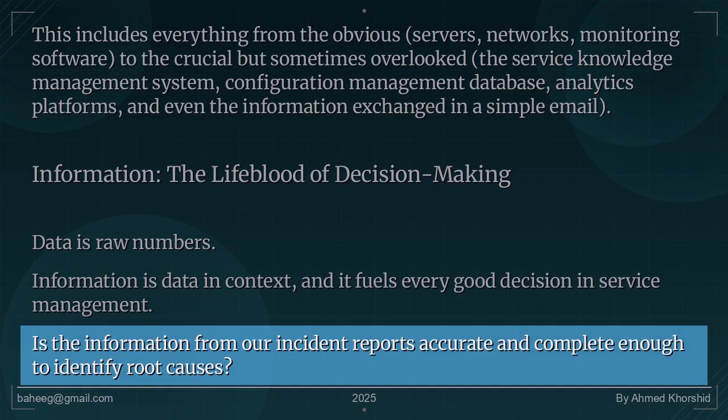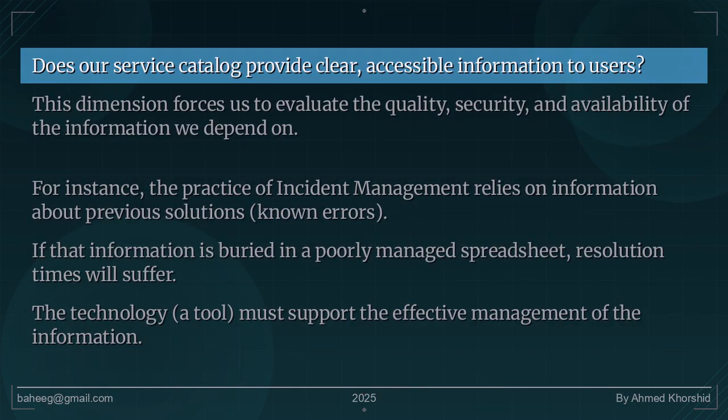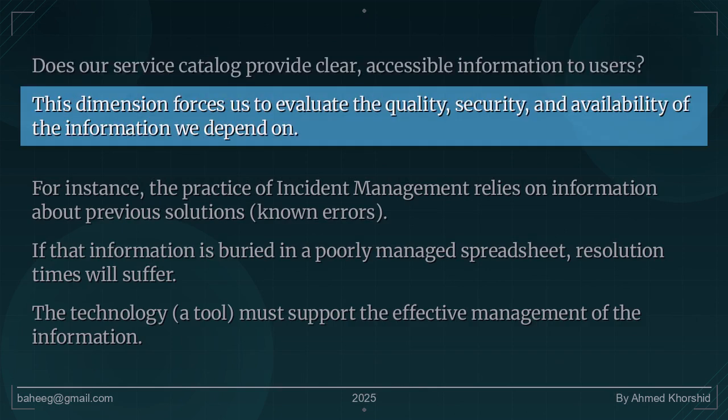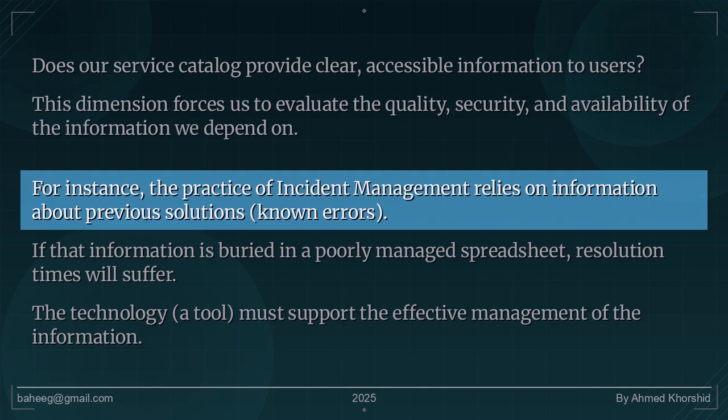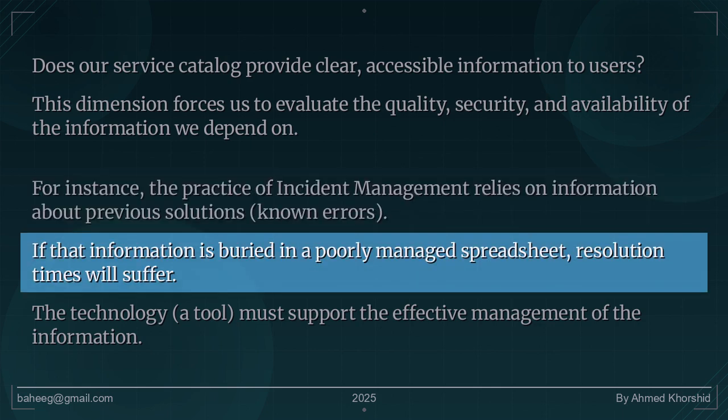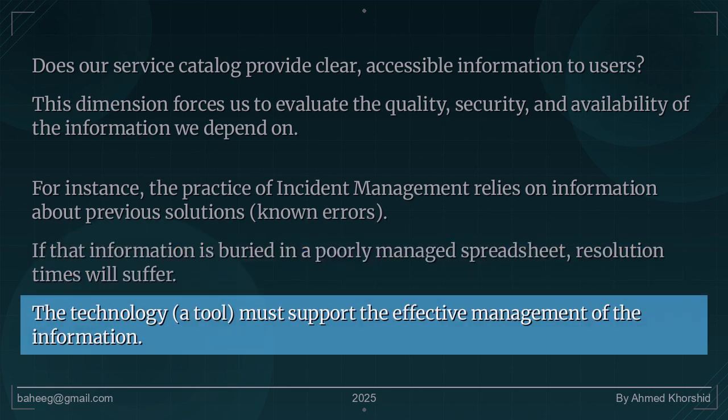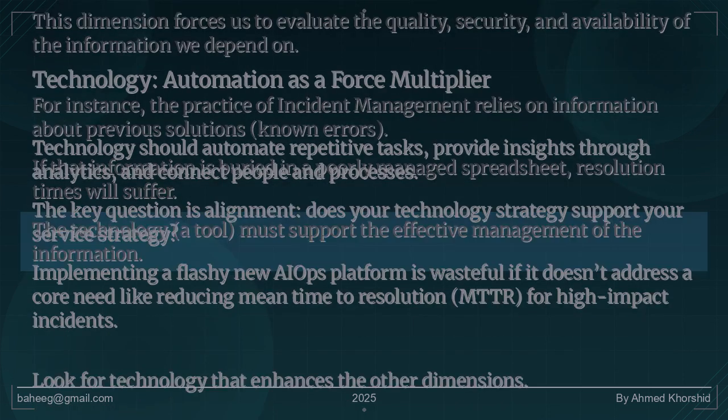Is the information from our incident reports accurate and complete enough to identify root causes? Does our service catalog provide clear, accessible information to users? This dimension forces us to evaluate the quality, security, and availability of the information we depend on. For instance, the practice of incident management relies on information about previous solutions, known errors. If that information is buried in a poorly managed spreadsheet, resolution times will suffer. The technology, a tool, must support the effective management of the information.